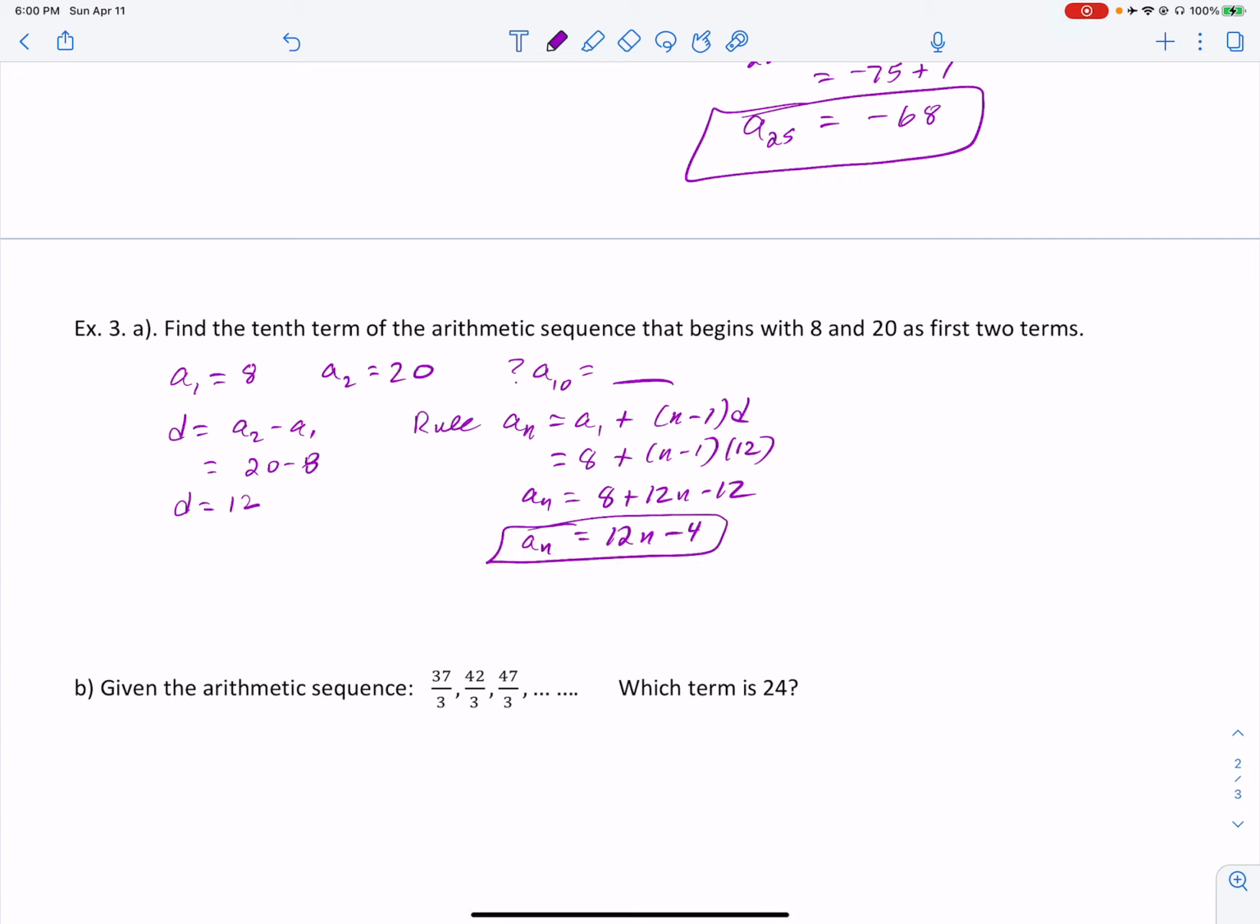But that's not your final answer. You need to find a sub 10. So plug in 10 for n. And you get 120 minus 4, which is 116. So a sub 10, let me rewrite that down. A sub 10 is 116.